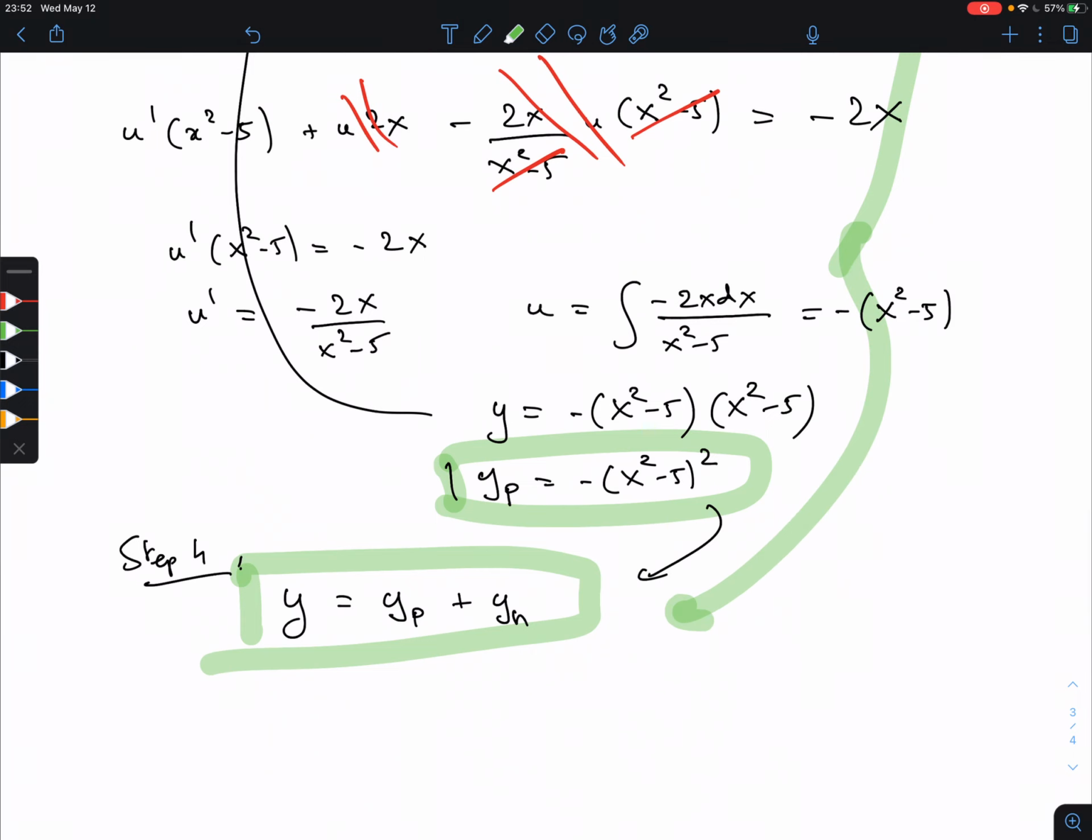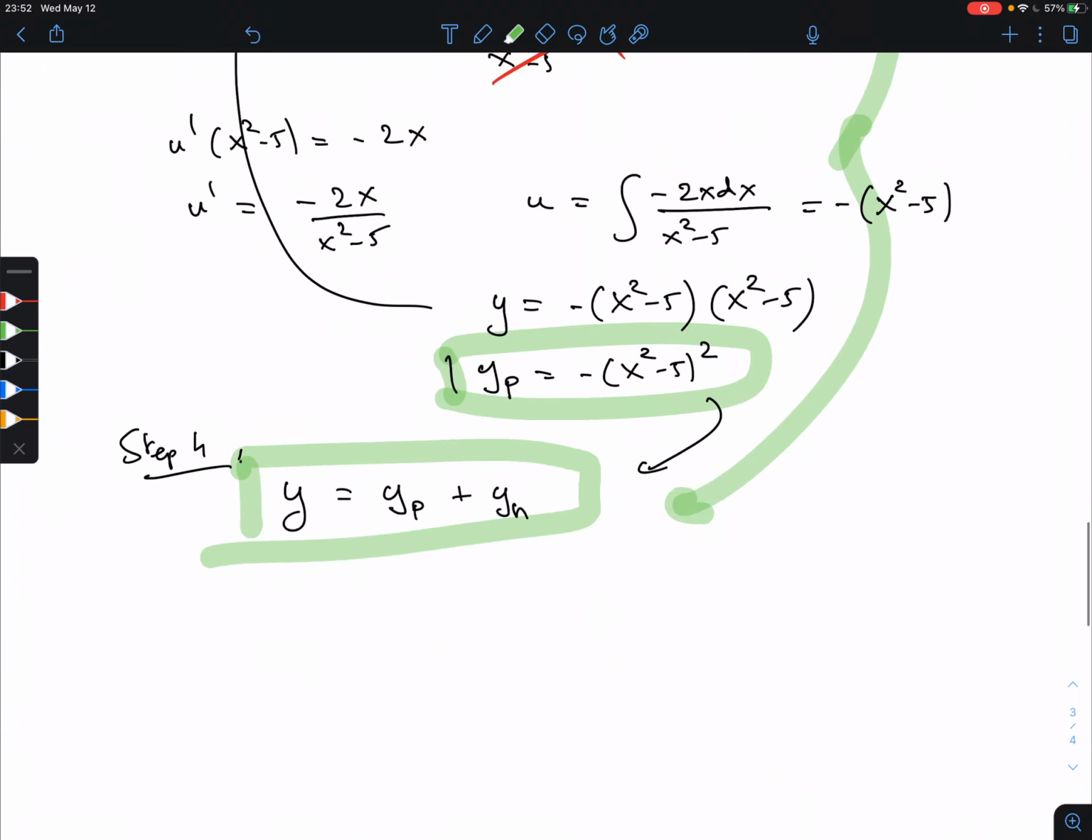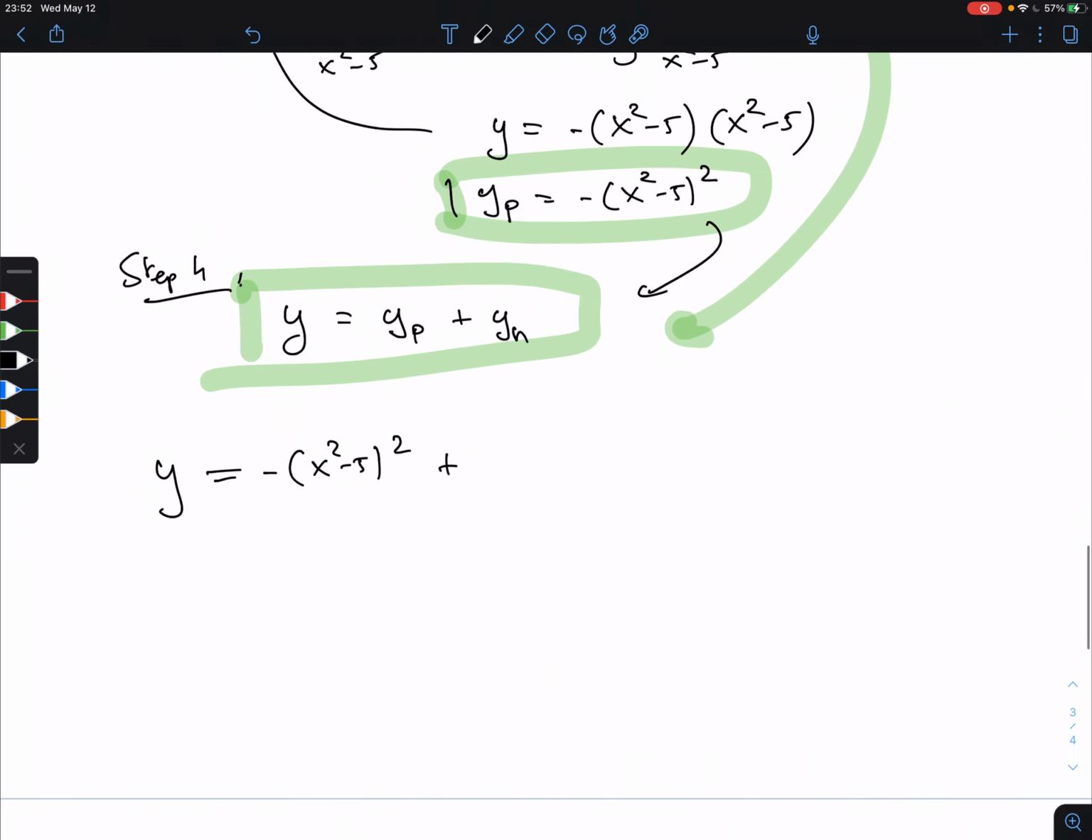Okay. So we might say, why not this one? Well, this was part of the exploration in order to find what u was. Here I found what u was, and of course I want it without the u because it should be only in terms of x. So y, the particular solution, is minus x squared minus 5 squared, plus the general homogeneous solution, c times x squared minus 5.